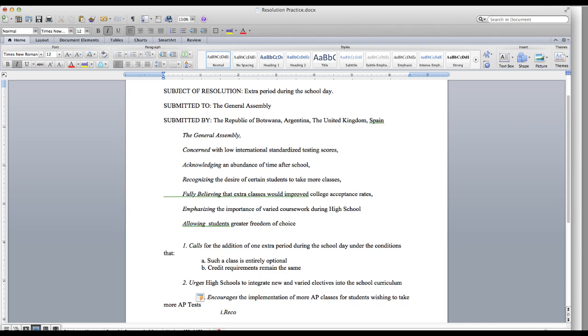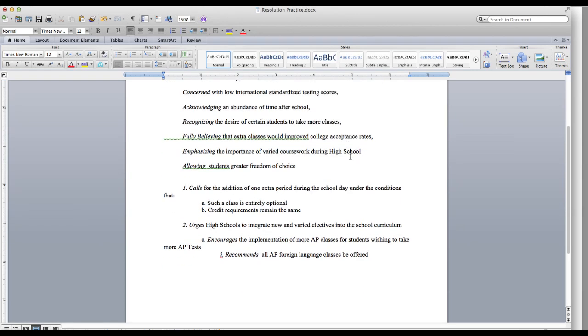You would say "recommends," and you would do the sub I, recommends all AP language classes be offered. And let's put foreign language just to make myself clear. Foreign language classes be offered.